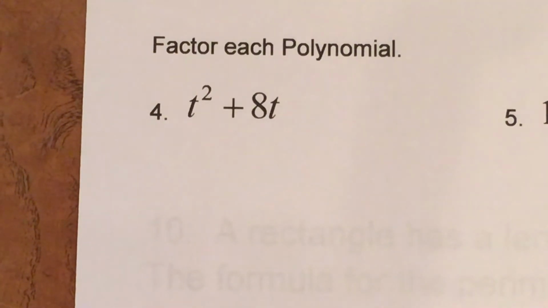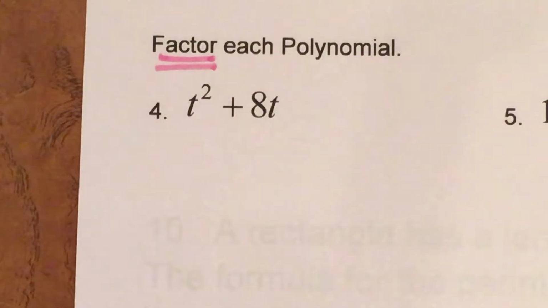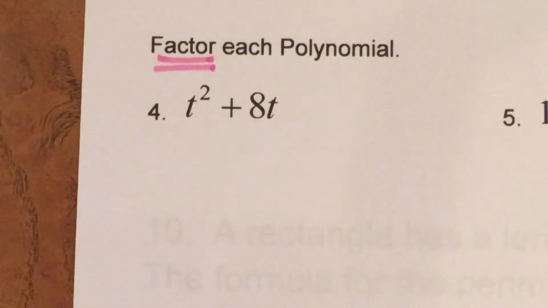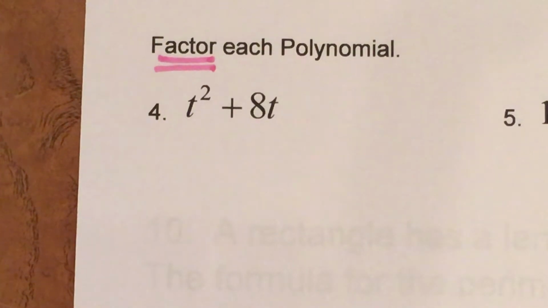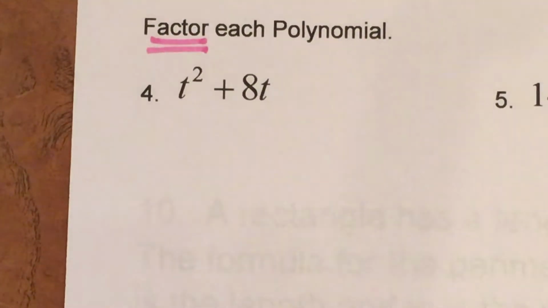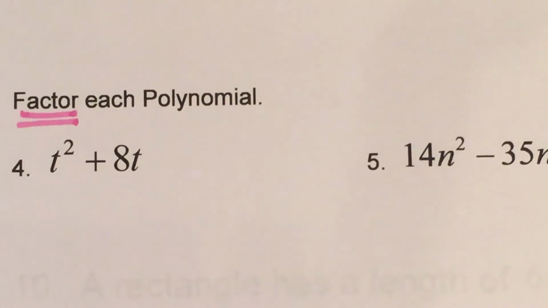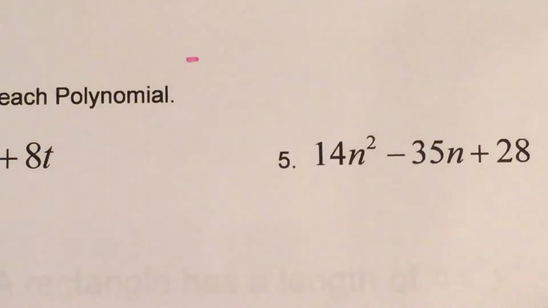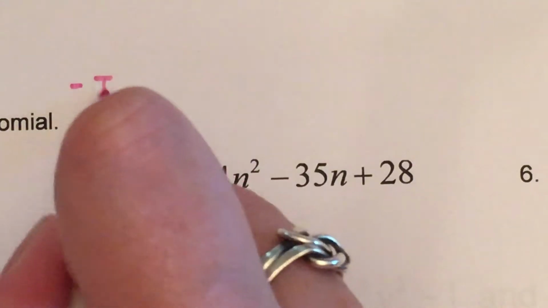Let's talk about number 4 together. So here we're going to be running the machine backwards. We're going to factor. And so when I factor, I'm asking, what do all of my terms have in common, both by constant and by exponent? So let's write down a couple of questions to have us focused well on what we're doing. Is there a constant that each term is divisible by?